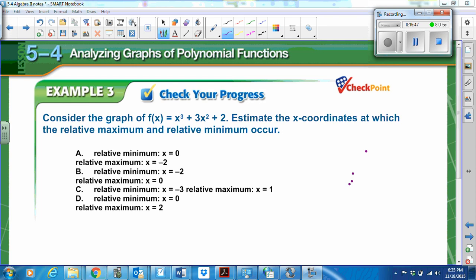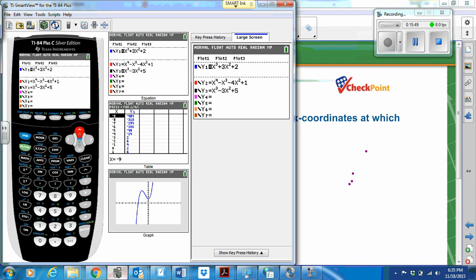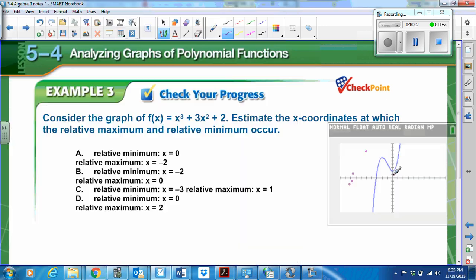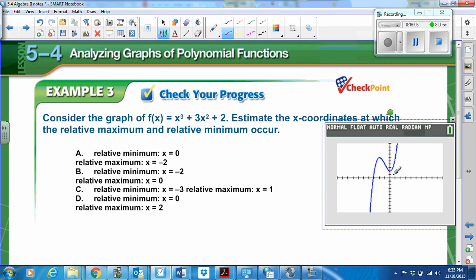When I look at the graph in my calculator, it looks like that, and we have a relative maximum that occurs where x equals -2, and we have a relative minimum right around here that occurs where x equals 0. So you should have said relative maximum at x equals -2 and a relative minimum at x equals 0.